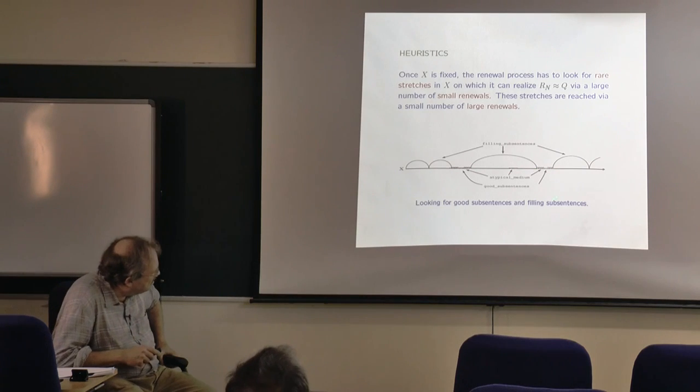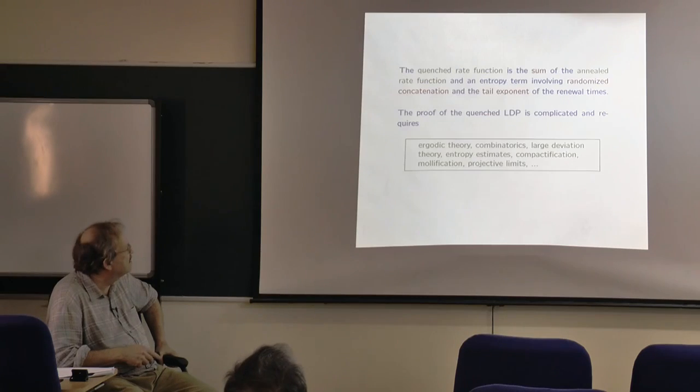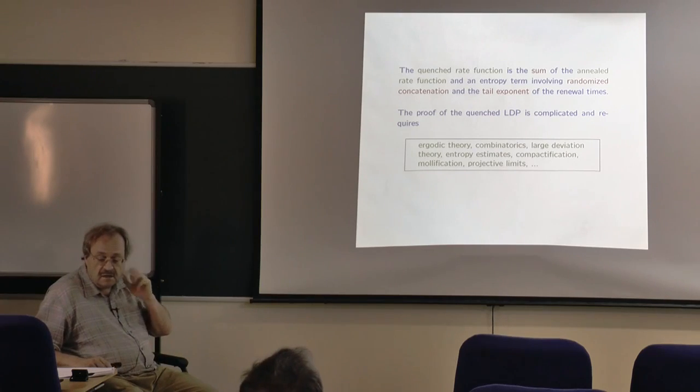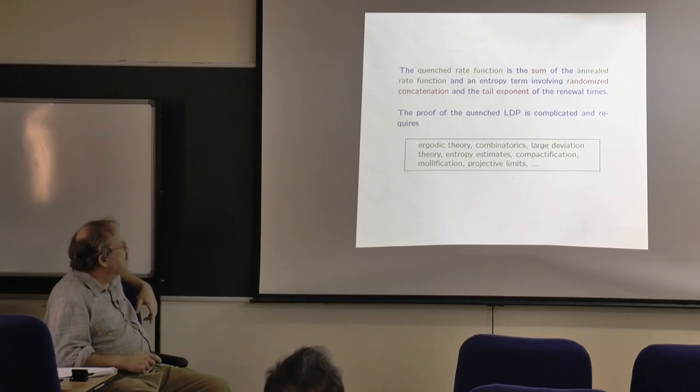Now, you have to worry about lots of things here, but basically what we find is that the quenched wave function is the sum, very unusual, of the annealed wave function and an entropy term involving a certain tail exponent and a certain concatenation randomization. Right. And so we have been successful in finding the quenched wave function.